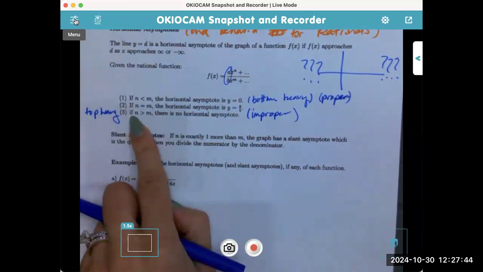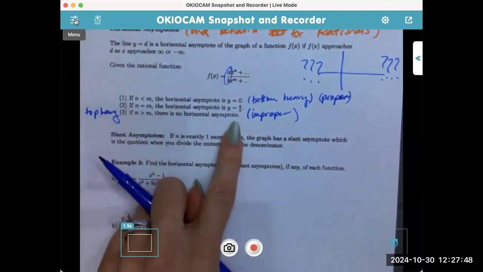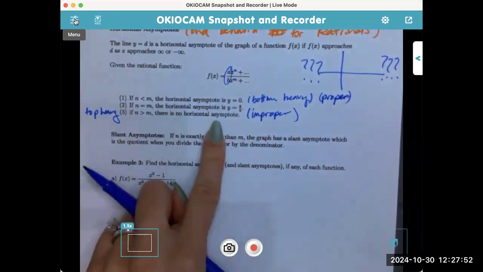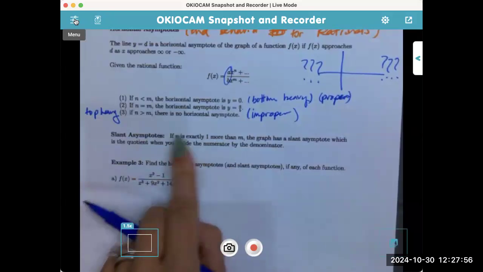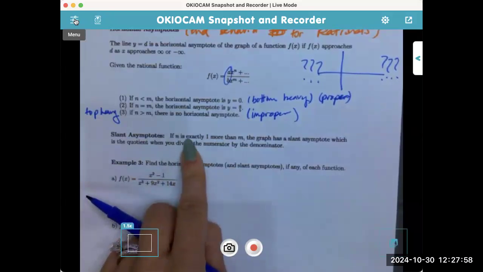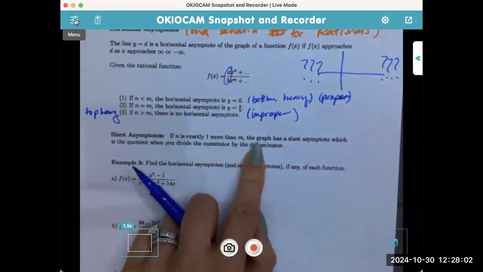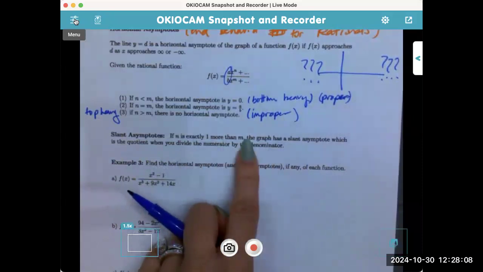If you're top heavy, then there's no horizontal asymptote. There just isn't one. Maybe that's your favorite rule. However, if the top is heavy by exactly one more than the bottom, then we have what we call a slant asymptote, which is the quotient when you divide the numerator by the denominator.